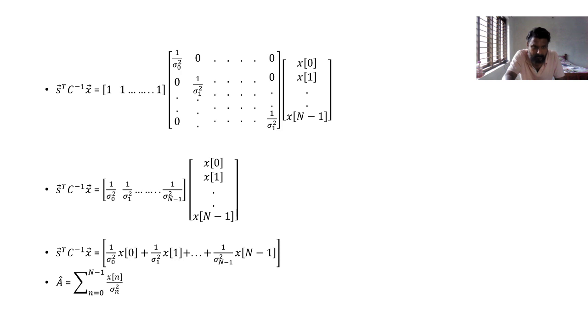So S transpose C inverse into X will be 1 by sigma naught square of x of 0, 1 by sigma 1 square x of 1, etc., 1 by sigma square n minus 1 of x of n minus 1, which I can write as the sum of 1 by sigma n square of x of n, or A cap is nothing but sum over n equal to 0 to n minus 1 of x of n divided by sigma square n. Okay.